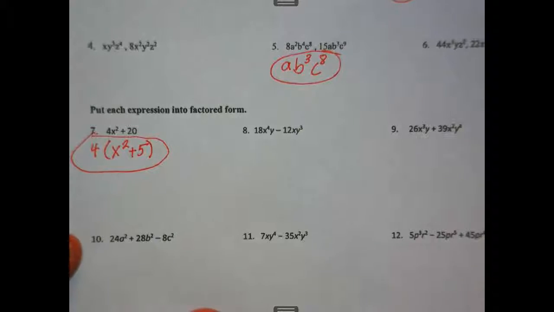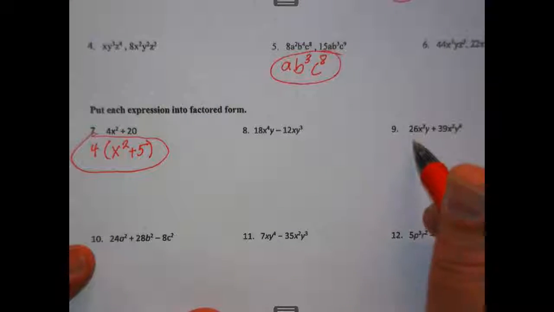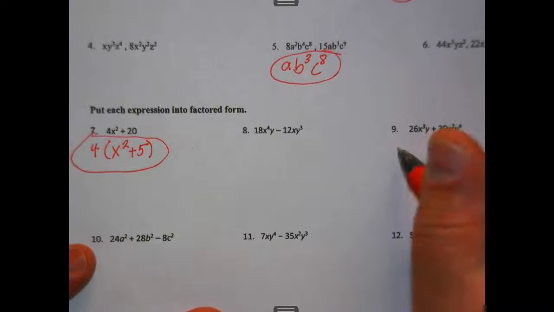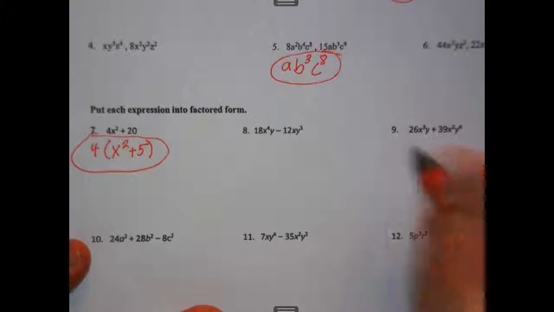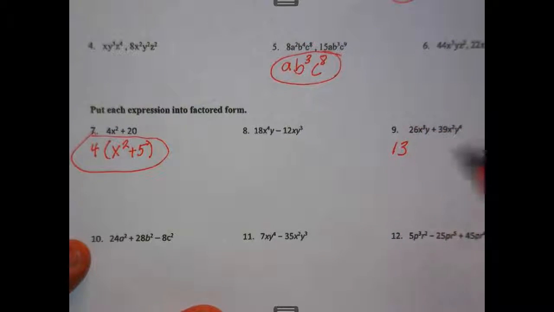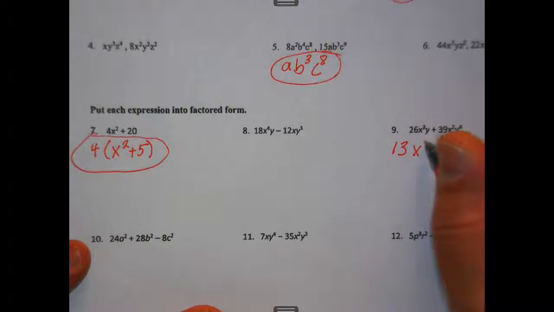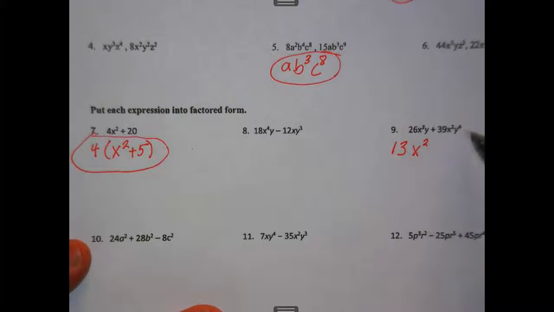Number 9. See, I can take out a 3 from 26. No, I can't take out a 3. I can take out a 13. See, this has 3 x's, 2 x's, so I'm going to take out 2 x's. This has 1y, 4y, so I can take out 1y.